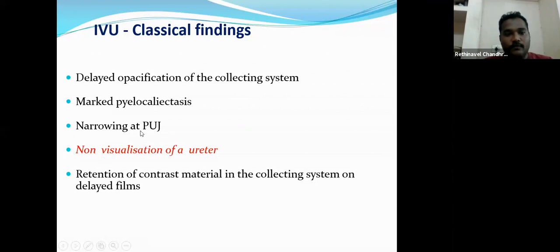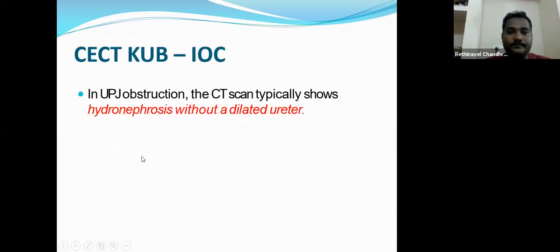When the contrast is given, the contrast will be pooled in the collecting system. So there is marked pelvicalyceal dilatation, narrowing of the PUJ will be seen, and there will be no visualization of the ureter. Whatever contrast you give intravenously will all accumulate in the collecting system, even on delayed images. So in ultrasound, only hydronephrosis. In IVU, there will be no visualization of the ureter.